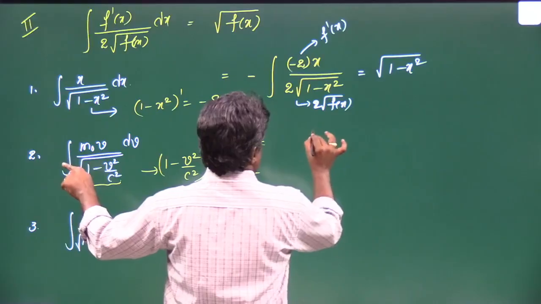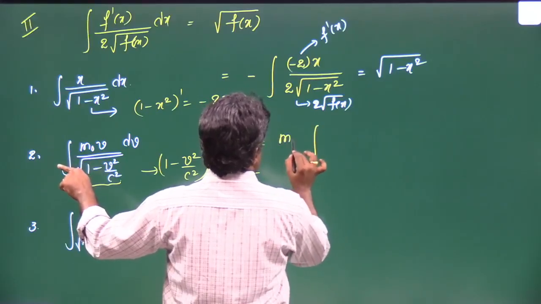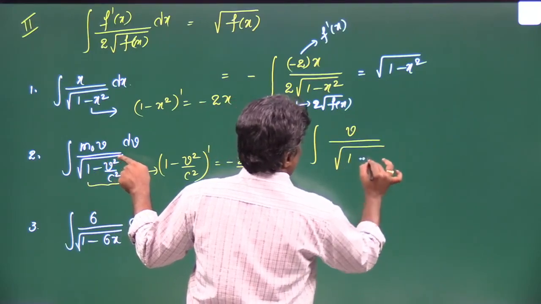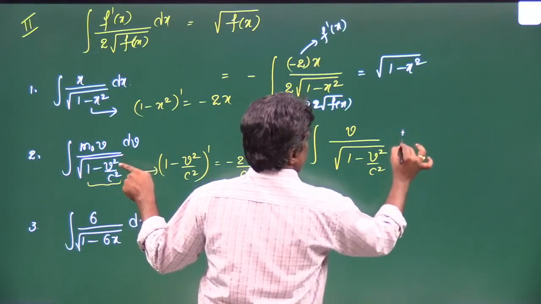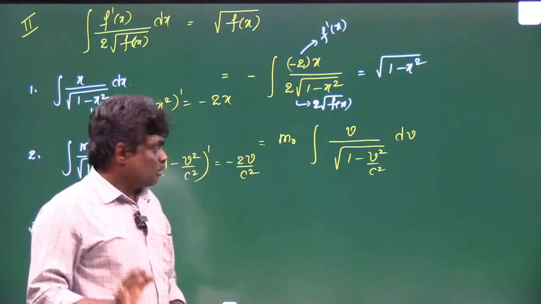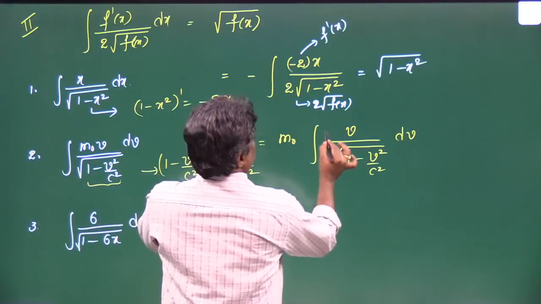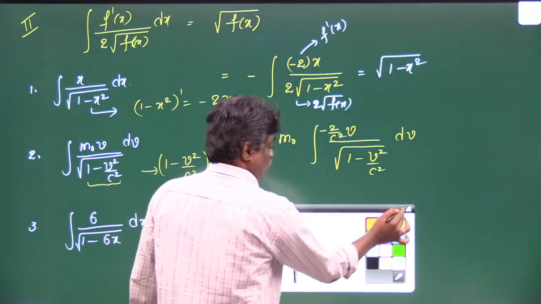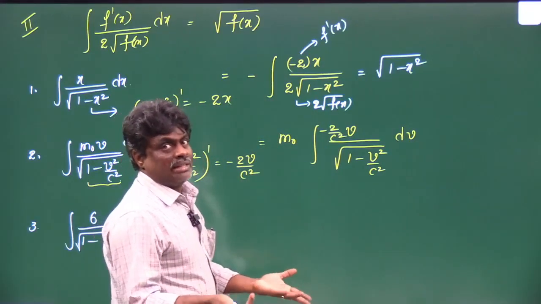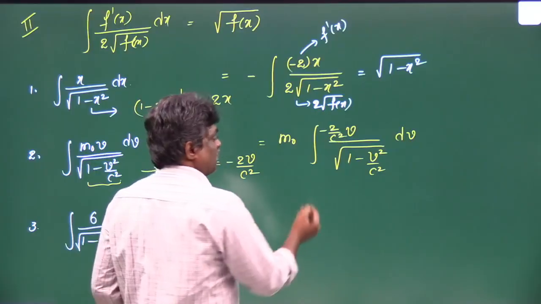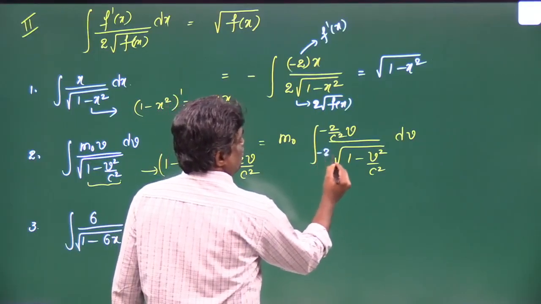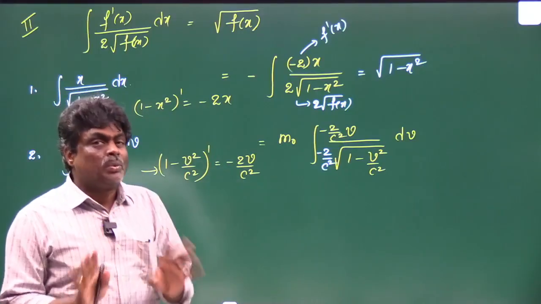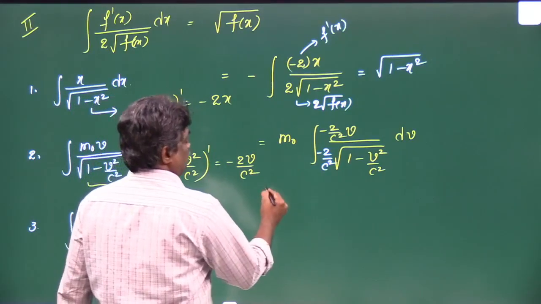Now see, I am rewriting. So I am writing m naught outside, because I don't want it inside. So v by under root 1 minus v square by c square. Unnecessarily don't worry about that 2. Okay, so just proceed. What is missing? Minus 2 by c square is missing. I have written it. So in the denominator also you have to write the same thing, minus 2 by c square. As per the formula I want only 2 in the denominator. So the remaining thing I am bringing outside.